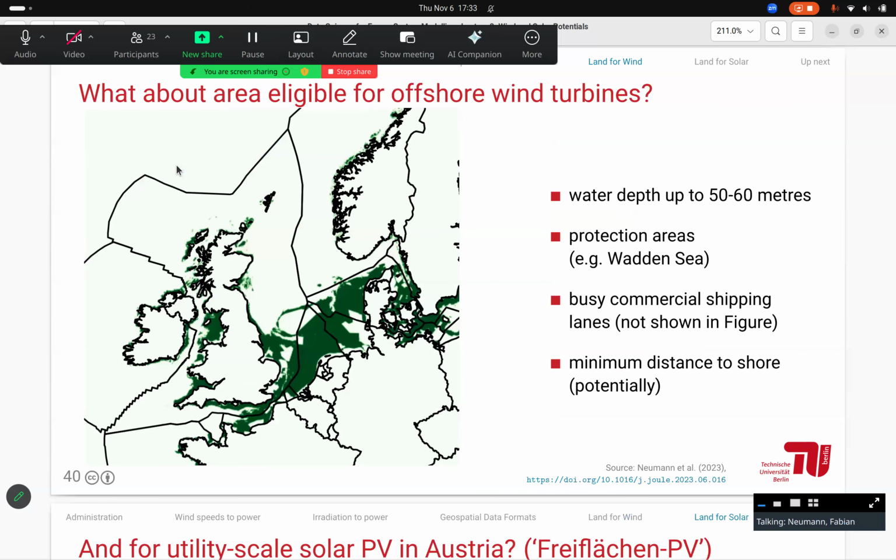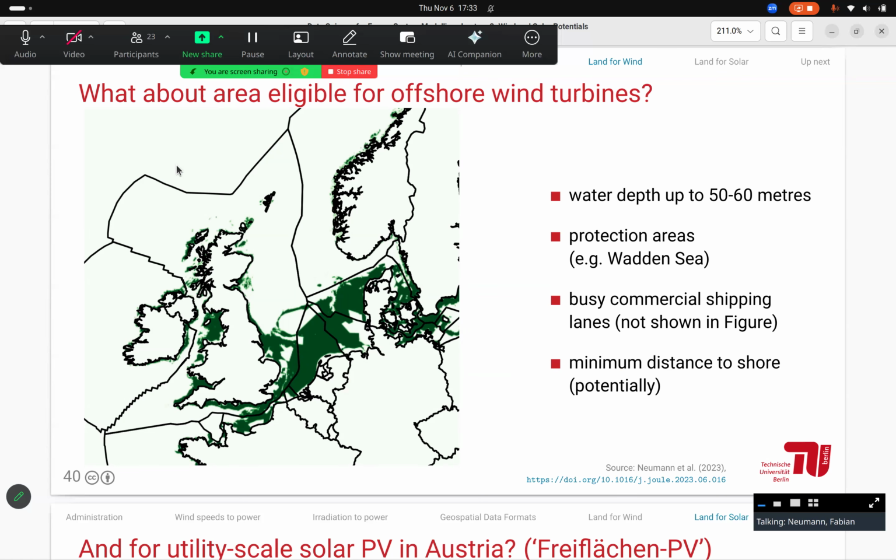Offshore, it could look like this. You have basically the same criteria in addition to the water depth, which for fixed pole, maybe 50 to 60 meters is possible. Luckily, most of the North Sea is super flat. But for example, as I said before, off the coast of Norway, it's deep. And there are some additional criteria that are not shown here.